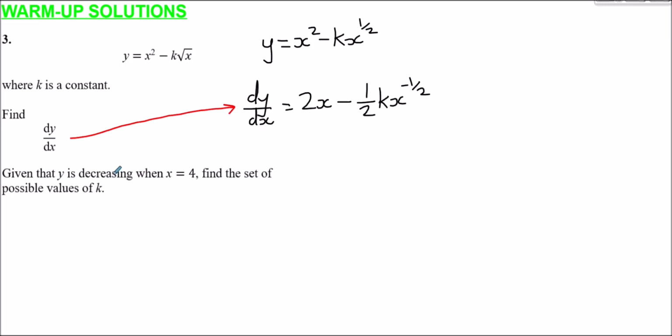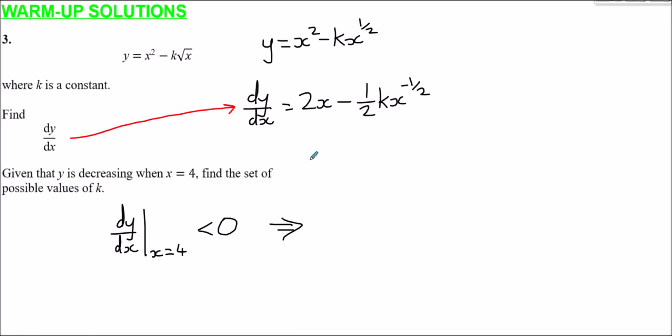is that. The next part of it says, given that y is decreasing when x equals 4, find the set of possible values of k. So if it's decreasing, that means the gradient dy by dx when x equals 4, that has to be negative. That's what it means. So we just plug in when x is 4 into this. And we want this to be negative. A decreasing function is when the gradient is going negative. An increasing function is when the gradient is positive, when it's going up.